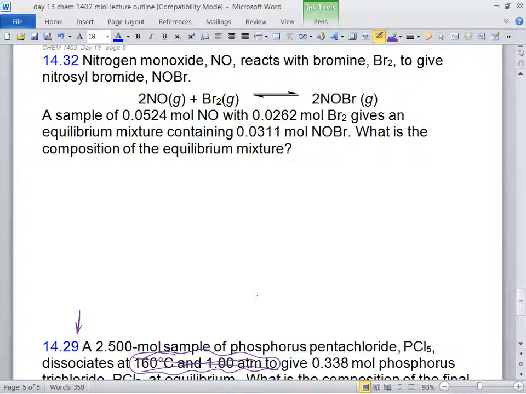We're confused as to how to set up. Is it asking for amounts at equilibrium again? It asks for the composition. Yeah, that's a fancy word for amount. What are all the different amounts at equilibrium? Because if you know all the amounts at equilibrium, you know its composition. It's just a fancy way of saying it. So that means it's definitely an ice problem. Whenever you're after the amount at equilibrium, it's always ice.